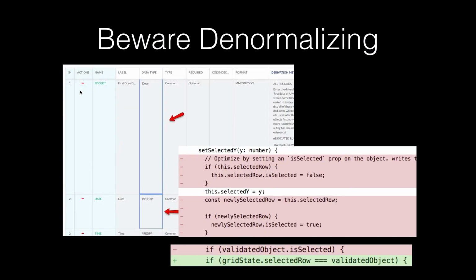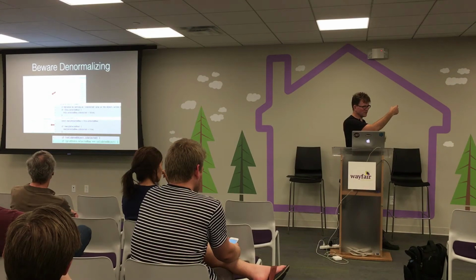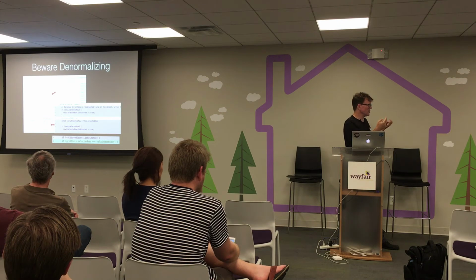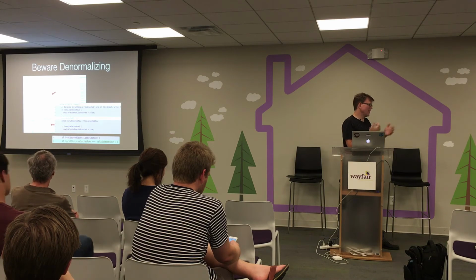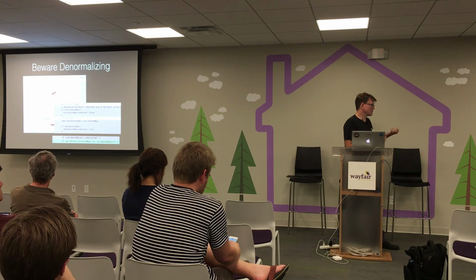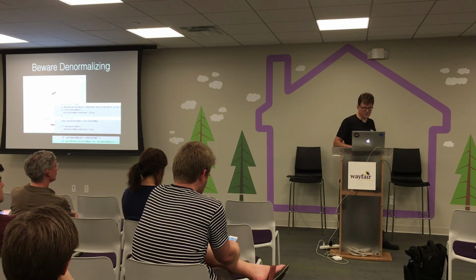Beware denormalizing by hand. I had a bug where I decided it would be a good idea to put an isSelected property onto the row structure, and I got this bug where 2 rows were selected. Even though I was really careful to turn it off on the old row and turn it on on the new row, I still ended up with 2 rows being selected at the same time. So trying to write optimization code by hand is error prone, and MobX can do that for you. So let it do what it's good at.